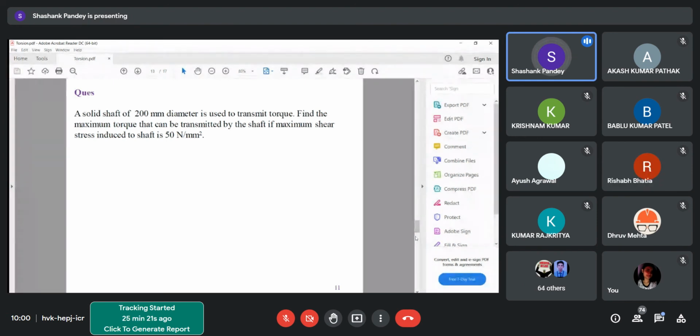So let us proceed towards the next question. Can you solve this problem? This is a solid shaft of diameter d used to transmit torque. Find the maximum torque that can be transmitted if the maximum shear stress induced in the shaft is 50 Newton per mm square. This is again a straightforward problem. Take 2 minutes and please give the answer for this.